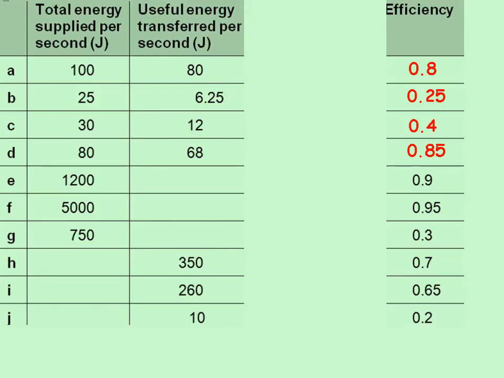Now we can go back to this table. You've already done the first 4 questions earlier in the lesson. So what I want you to try and do now is work out what the missing values are here for useful energy and total energy. So use the information on efficiency and the other bits of information that you've got here to work out the missing values. So pause the video, work them out, and then come back for the answers.